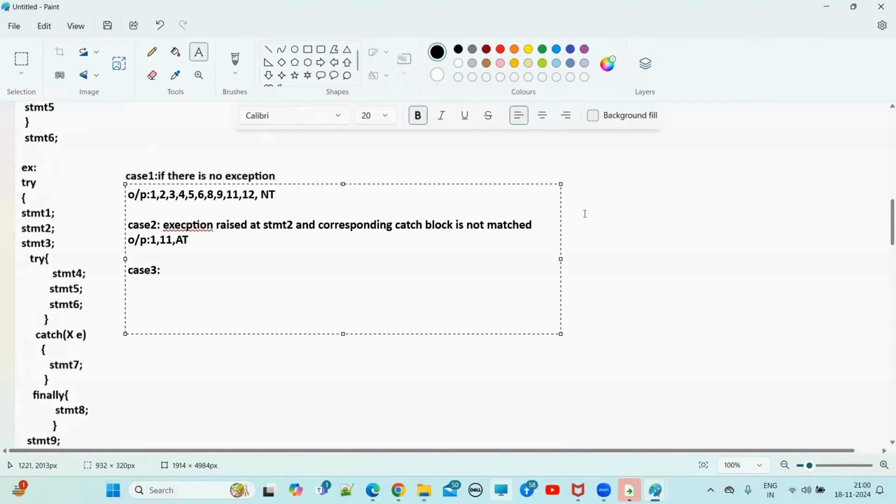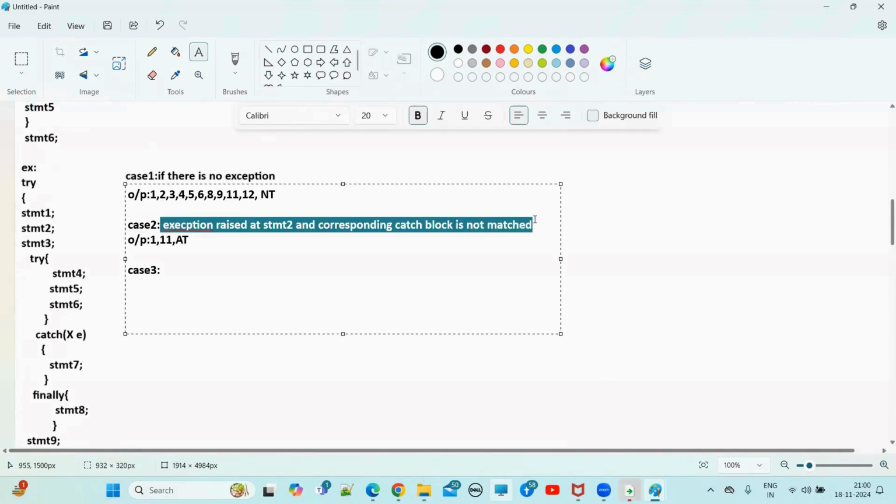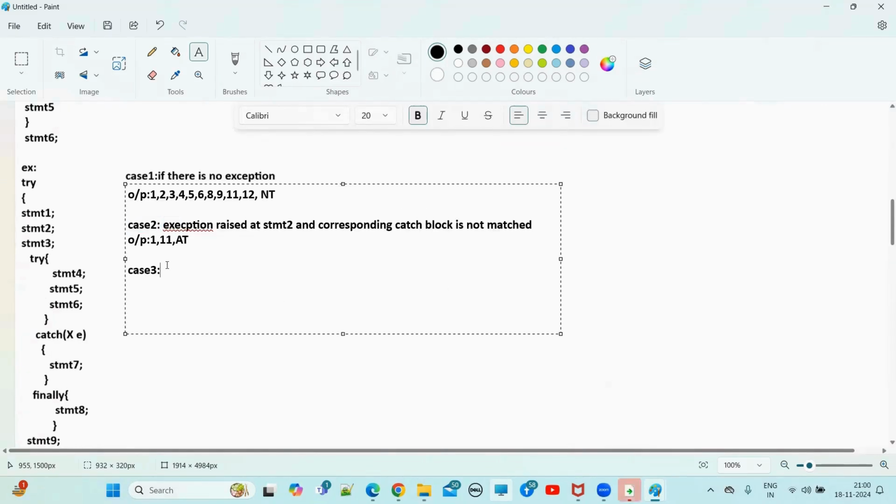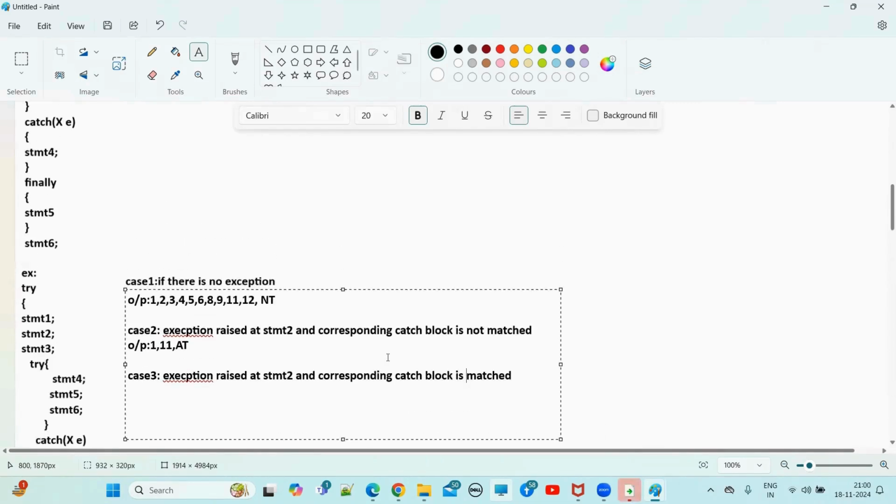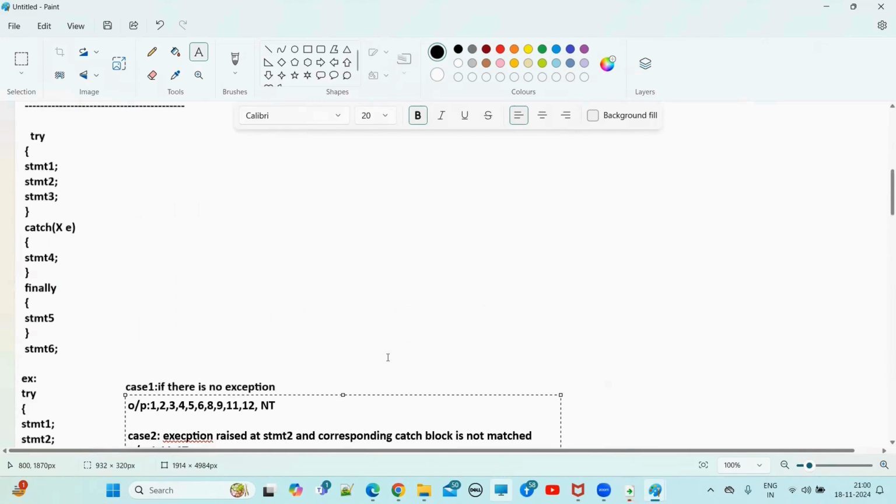Yes, sir. So now, an exception is raised at statement 2 and the corresponding catch block is matched. Same, guys, okay? Exception is raised at statement 2 and the corresponding catch block is matched this time. Tell me. Statement 1, statement 10, 11, and 12, and normal termination.